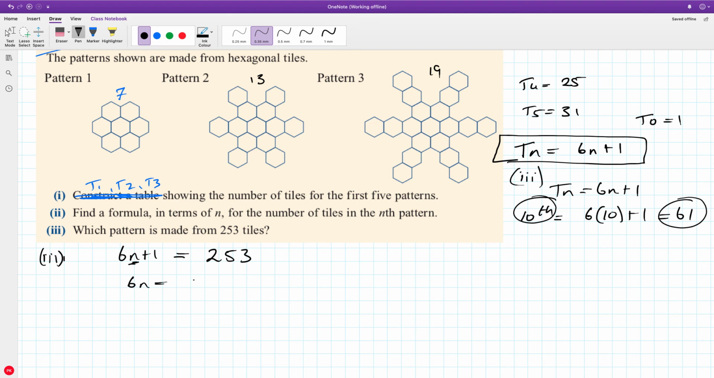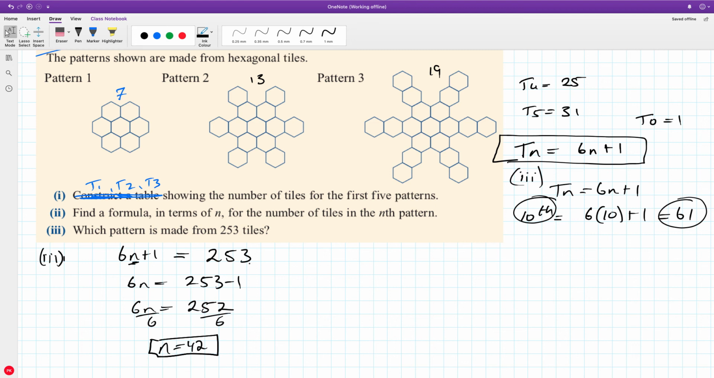So 6n is equal to 253 minus 1. 6n is equal to 252. Divide both sides by 6. n is 42. No matter how far you go in maths, you can't run away from algebra. Oh, minus 1. I actually divided 6 by 252, I have 3.9. You went 254. You added the 1 instead of taking it out.